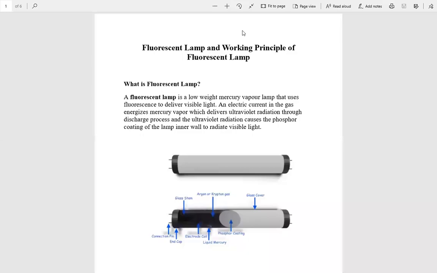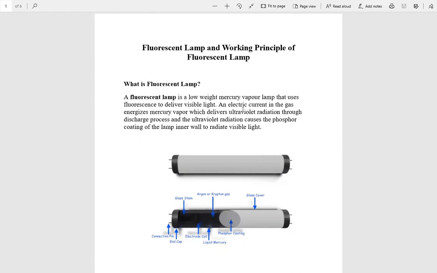Hello students, today our topic of discussion is fluorescent lamp. What is a fluorescent lamp? A fluorescent lamp is a low-weight mercury vapor lamp that uses fluorescence to deliver visible light.